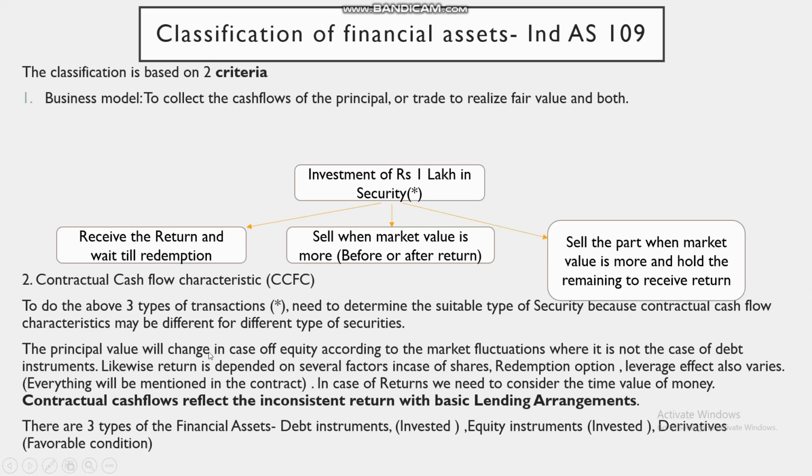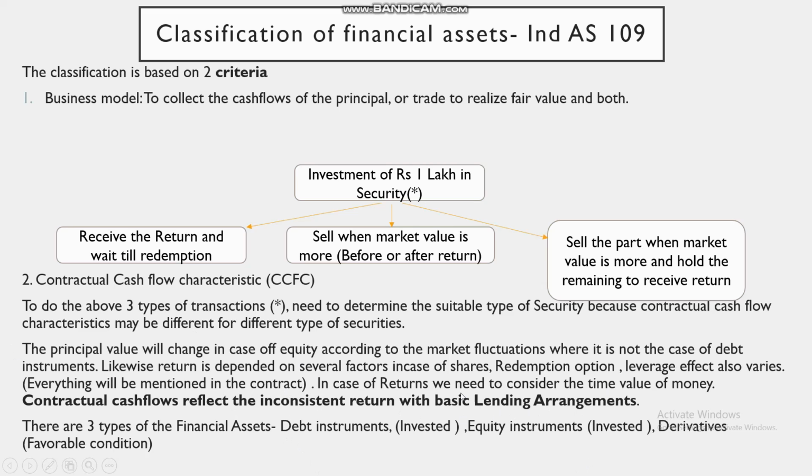The principal value will change in the case of equity. So this is one type of instrument where the value changes according to market fluctuations, which is not the case with debt instruments. The value of debt is not going to change much. Likewise, return is dependent on several factors in the case of shares. So if you are investing in shares, then redemption option, leverage, return, everything will vary. So all these things are mentioned in the contract when you are purchasing the instruments.